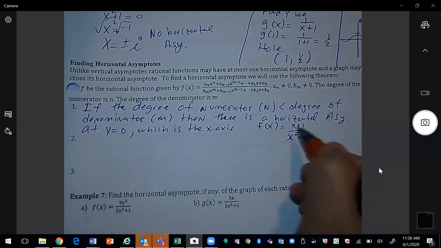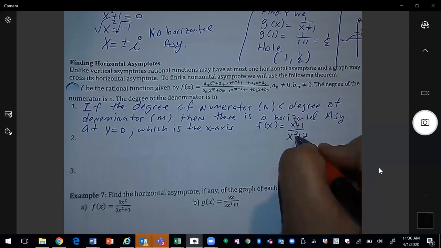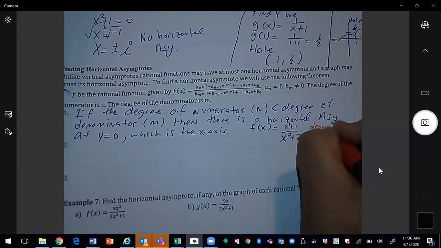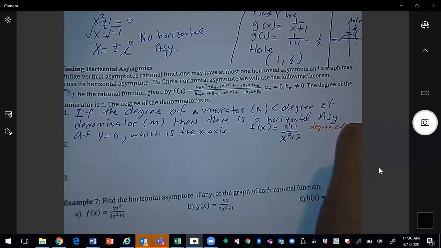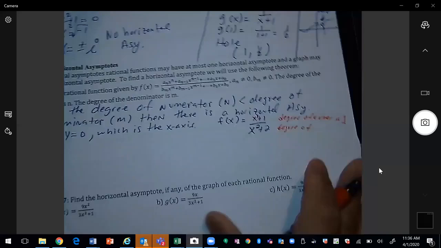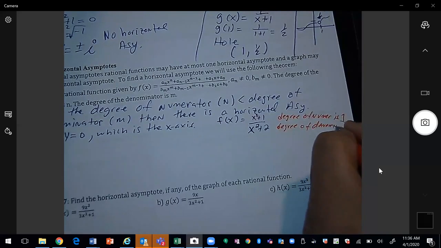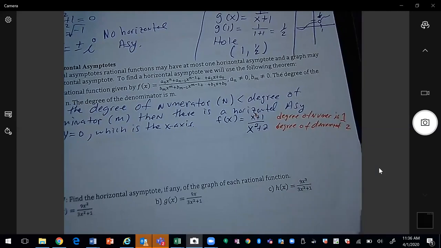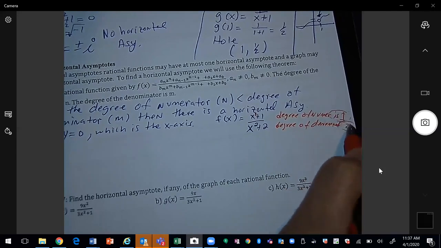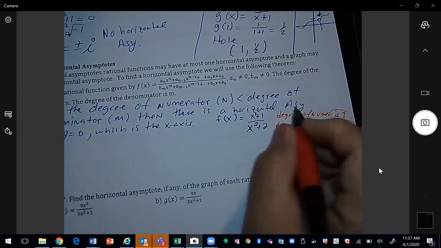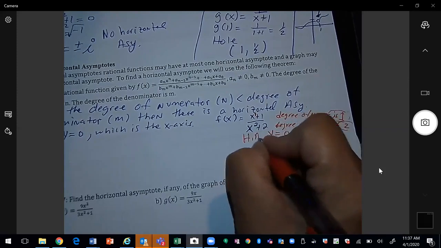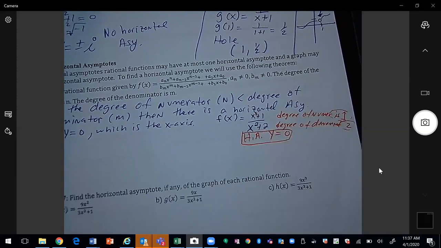So the degree of x here is 1, and the degree of x here is 2. So the degree of the numerator is 1, and the degree of the denominator is 2. Okay, so the top one is smaller than the bottom one. So the degree of the numerator is smaller than the degree of the denominator. So automatically we say that this problem will have a horizontal asymptote at y equals 0. And that's going to happen all the time.